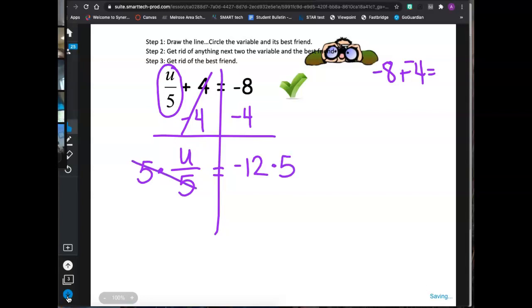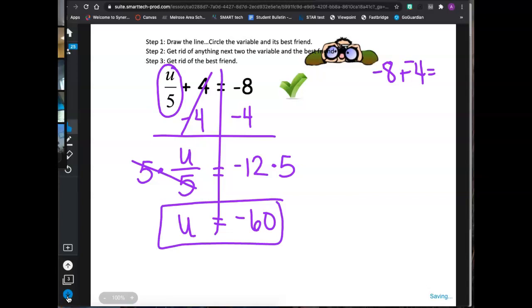Cross off both 5's on the left-hand side. I have U equals negative 12 times 5 is negative 60. And there's our answer. So the answer to this problem is U equals negative 60.